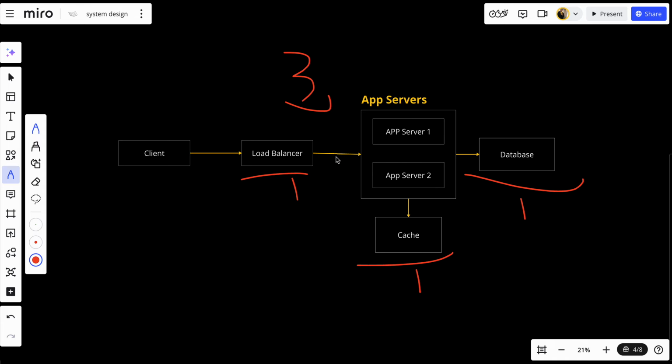In the app servers, we have two. So if one goes down, the other one will continue working. So the app servers are not a single point of failure. We have only three single points of failure. And let's try to think about how to solve them.